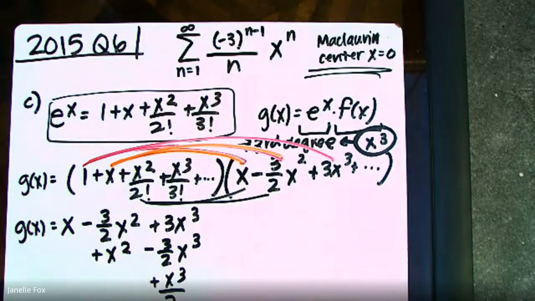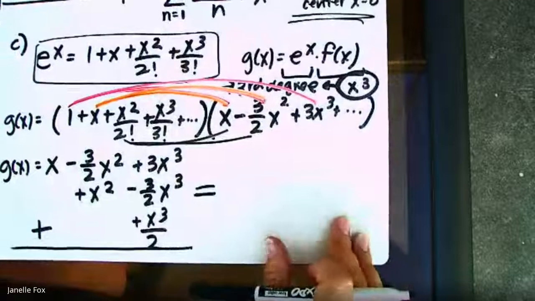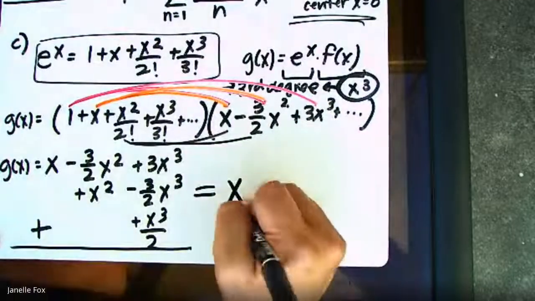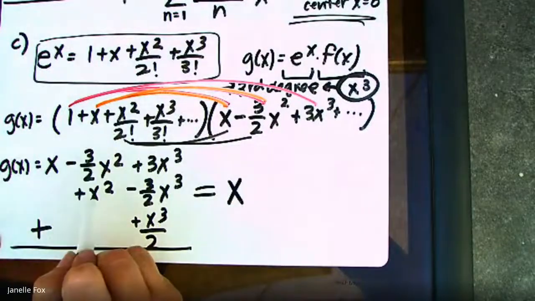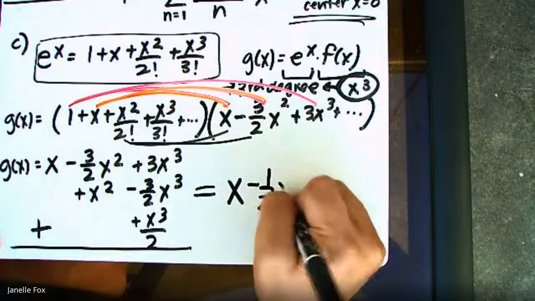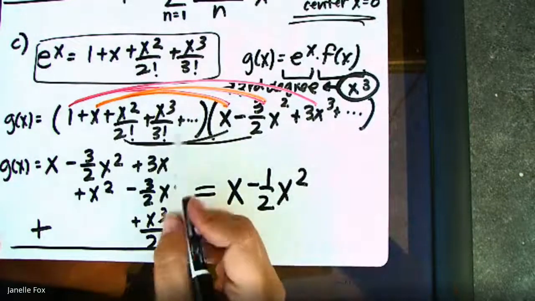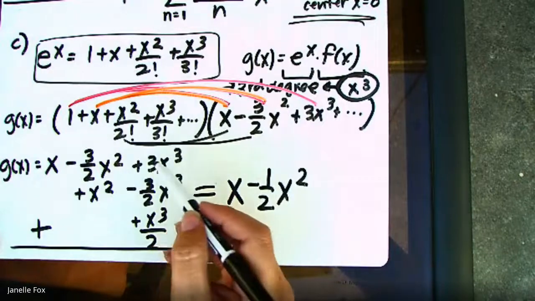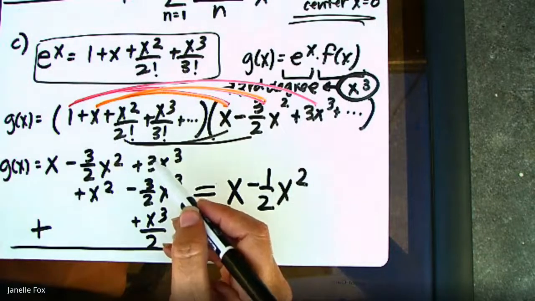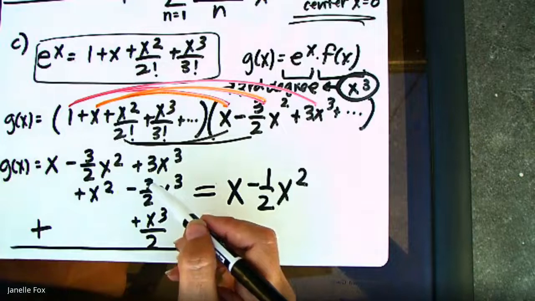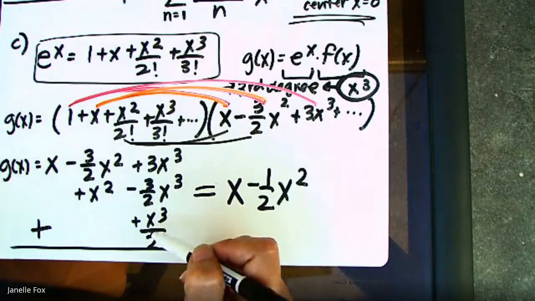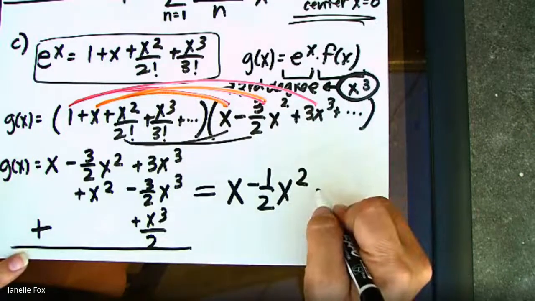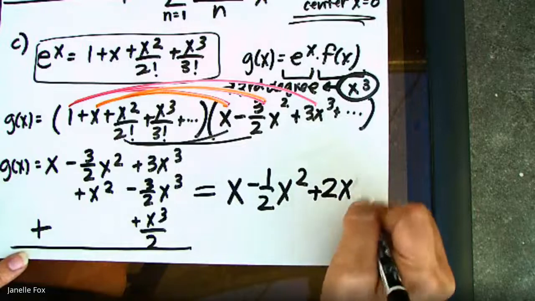I'm going to add all of these up. I'm just going to have to add it up over here because I ran out of space. So adding them up, just an x. This is negative 3 halves and a positive 1, so that'd be negative 1 half x squared. And then I need to do some halves. So this is 3 halves, so 6 halves minus 3 halves is 3 halves. 3 halves and 1 half is 4 halves. So that would be a 2. So this is 2x cubed.